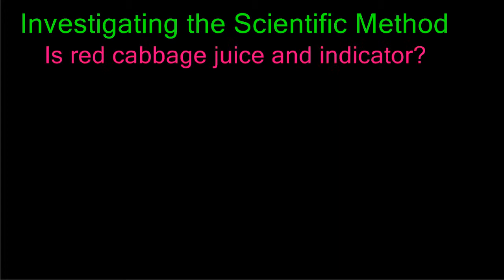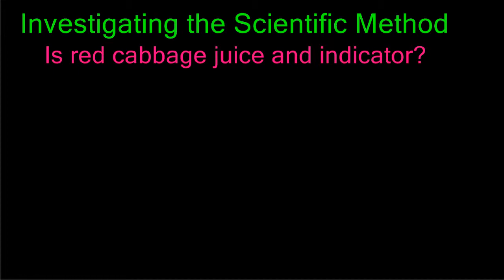In this lesson, you will see how a student follows the scientific method. The first step in performing any scientific experiment is asking a question. In this case, we are going to investigate whether or not red cabbage juice is an indicator. An indicator is a chemical substance that changes in a predictable way when combined with another substance. So we want to know if red cabbage juice can indicate the pH of a solution, whether it's acidic or basic.